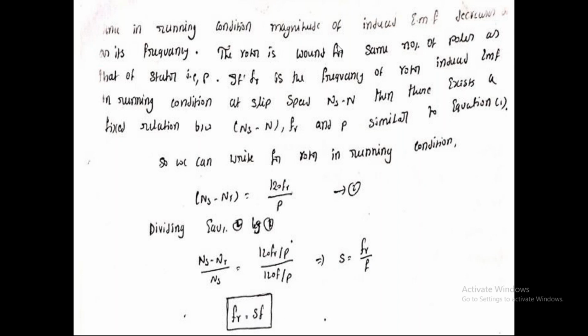Remember this equation. Okay, a problem may be asked: find the frequency at starting condition and running condition. Taking the starting condition, Fr is equal to F, and taking the running condition, Fr is equal to SF. Okay? Remember these two formulas well: starting condition and running condition. In running condition slip is present, and in starting condition slip is 1. Okay. Now let me see the second parameter influenced by the slip.